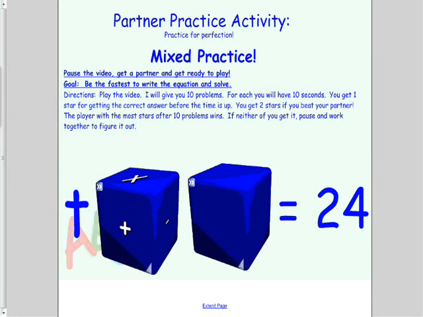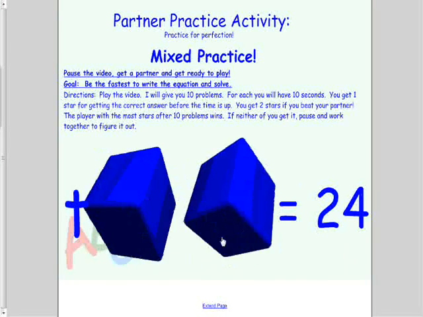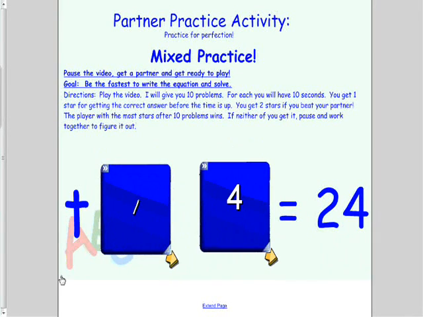Whoever is first is going to get 2 stars. Anybody who gets it right before the 10 seconds is up will get 1 star. After you've done your 10 problems, we're going to see who has the most stars. So here we go. Your problem is t divided by 4. Go.